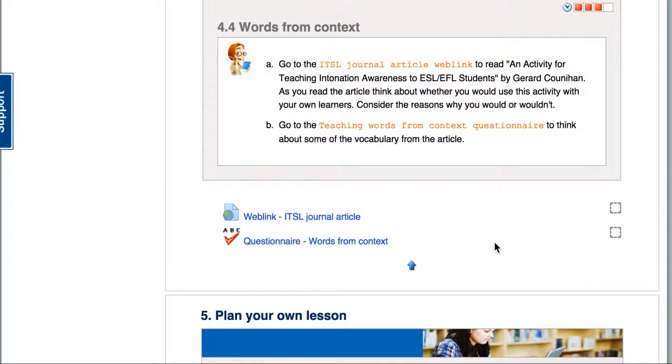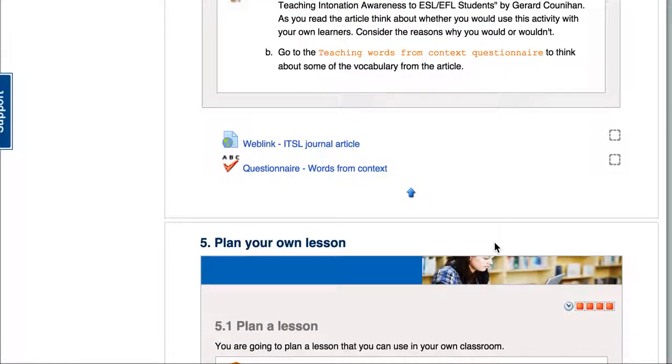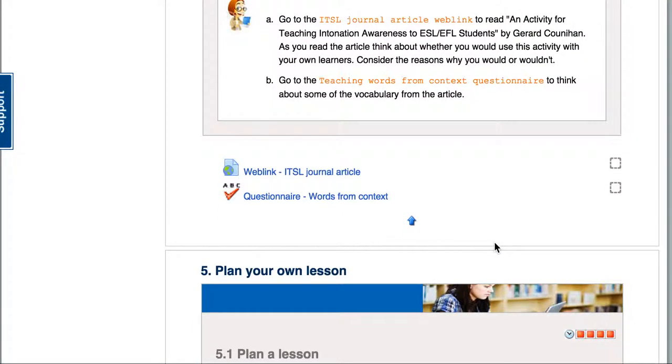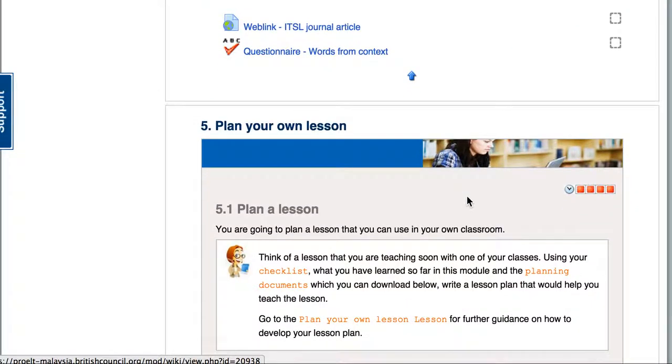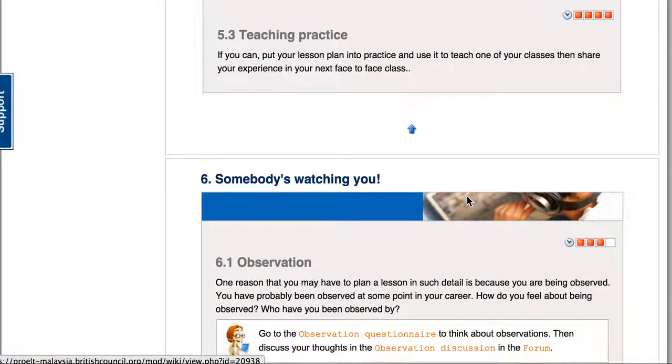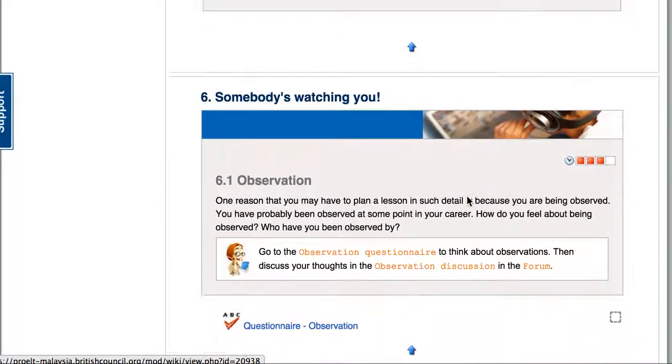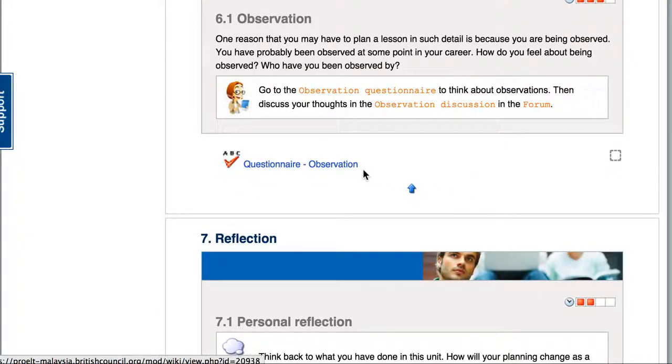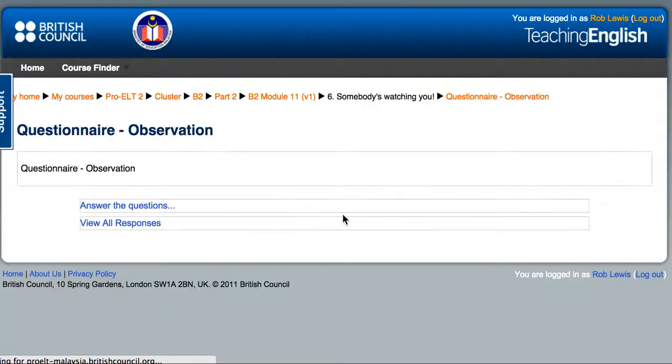And then finally, there were 2 more questionnaires. One was on words from context. Again, you can compare your answers on that one. In the end, you had to define the word contort. And the verb to contort means to twist, or to twist in a strange way, and usually referred to a human contorting, maybe contorting a face. But you can have a look at the answers for that, and also this final questionnaire, which was on observation.